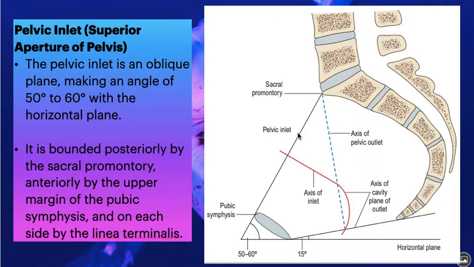Now, what is the pelvic inlet, or the superior aperture of the pelvis? The pelvic inlet is an oblique plane. This is the pelvic inlet, making an angle of about 50 to 60 degrees with the horizontal plane, and it is bounded posteriorly by the sacral promontory, anteriorly by the upper margin of the pubic symphysis, and on each side by the linea terminalis.